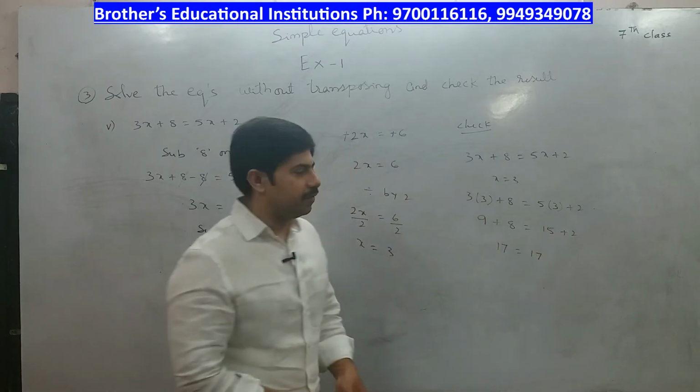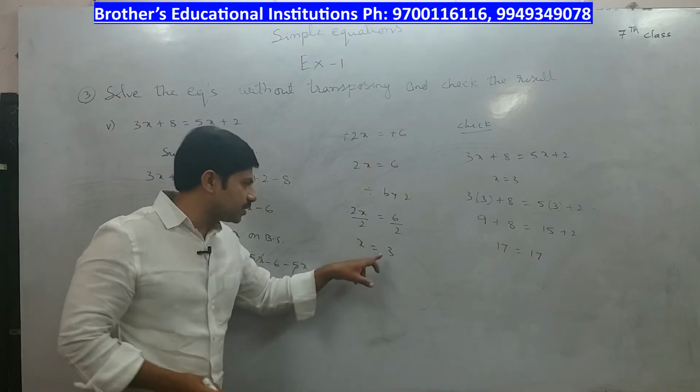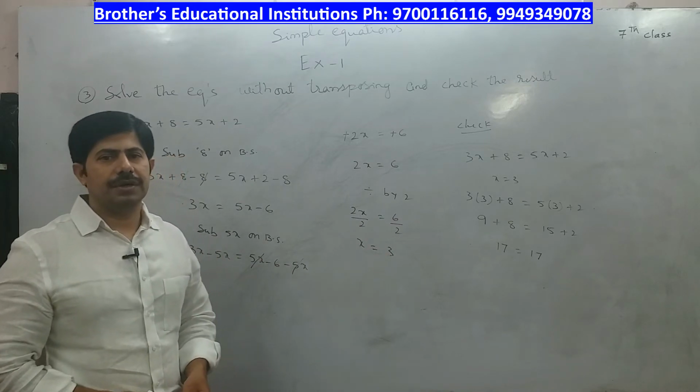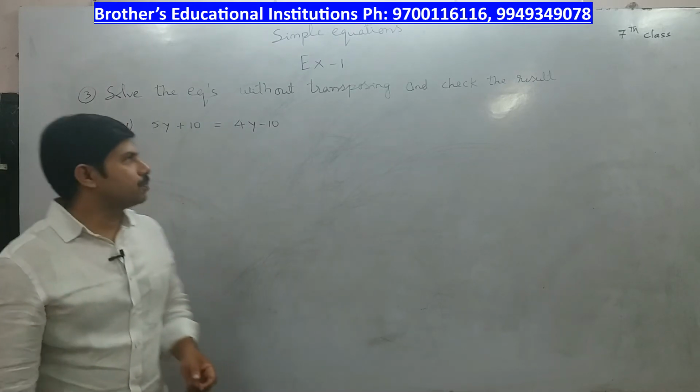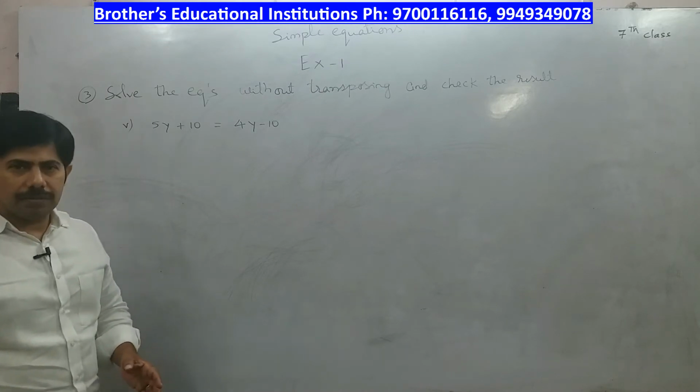So it is satisfied. We got LHS is equal to RHS. Therefore, what is the value of x? It is 3. Okay, this is completed. Okay, next problem is 5y plus 10 is equal to 4y minus 10.